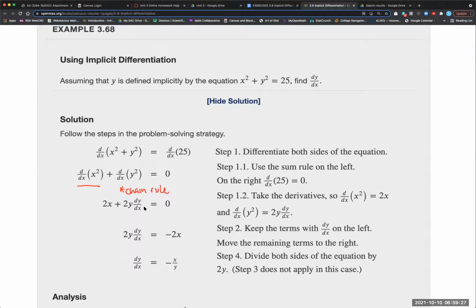So that's where that dy/dx comes from, and this is a constant. So the derivative of 25, its rate of change, is 0. So that becomes a common thing we do. And sometimes you get confused. What do you mean? It's the derivative of a constant, which is 0.